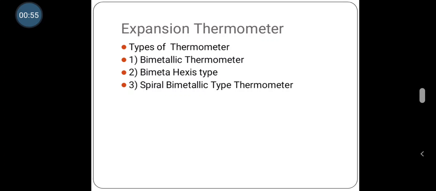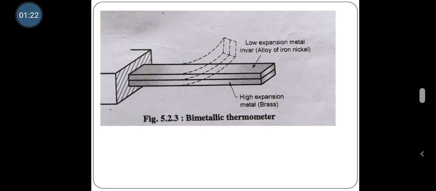Actually, the expansion thermometer has three different types. The first is a bimetallic thermometer, another one is a bimetal hysteresis type thermometer, and the third one is a spiral bimetallic type thermometer. These are the popular ones. But according to the syllabus, we are going to study the first type, that is the bimetallic thermometer. So let's start. This is the bimetallic thermometer's construction diagram.